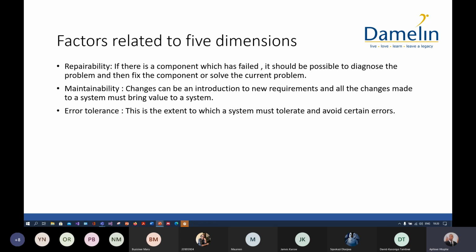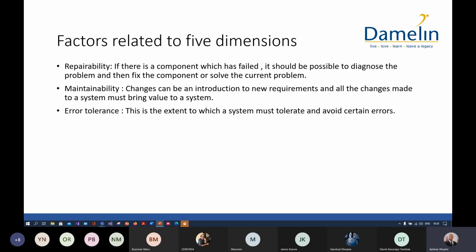And also the aspect of maintainability. Changes can be introduced for new requirements, and all the changes made to a system must bring value to the system. Okay, so there has to be a plan on how to maintain the system. Okay, and error tolerance as well. This is the extent to which the system must tolerate and avoid certain errors.